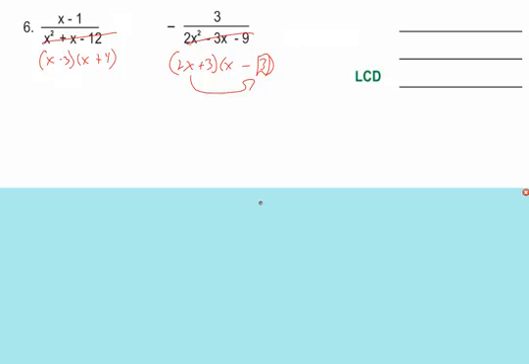So again, students that don't see it, you're going to list x minus 3, x plus 4, right? And then when you list the second one, you're going to line up the x minus 3's. And you're going to stick the 2x plus 3 out to the right, right? Because there's no column to put it under. And now you see the LCD, right? The x minus 3 times the x plus 4 times the 2x plus 3.